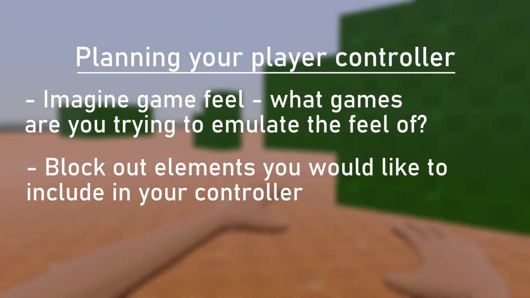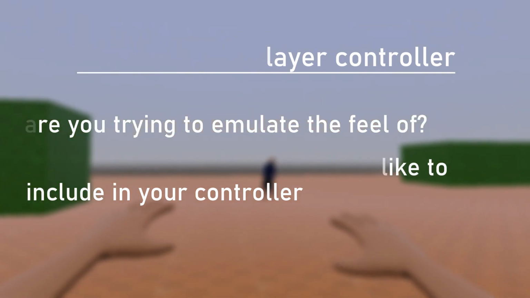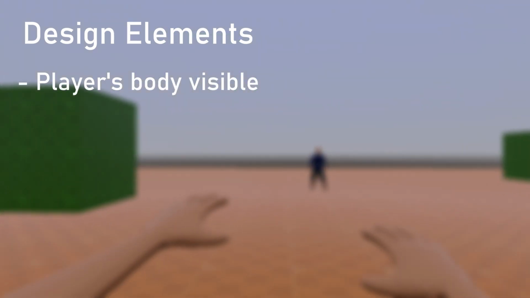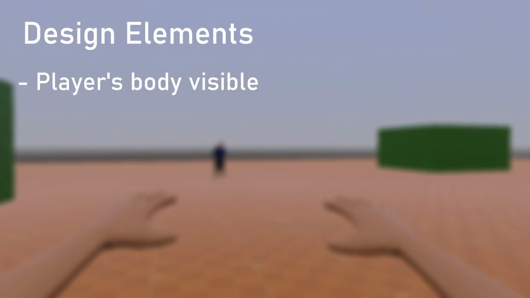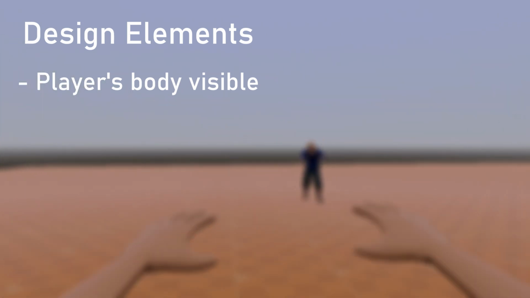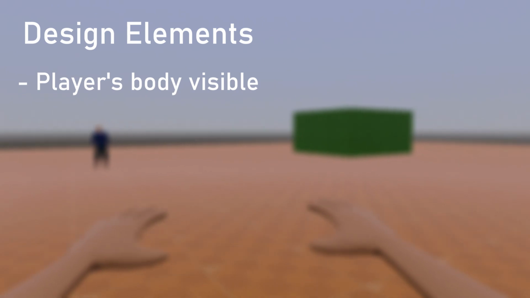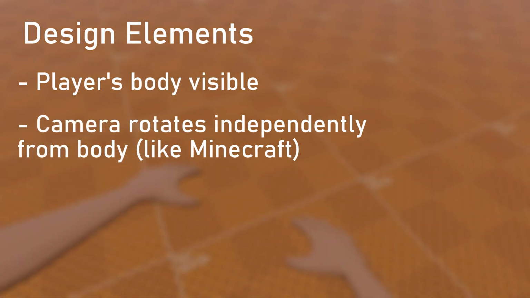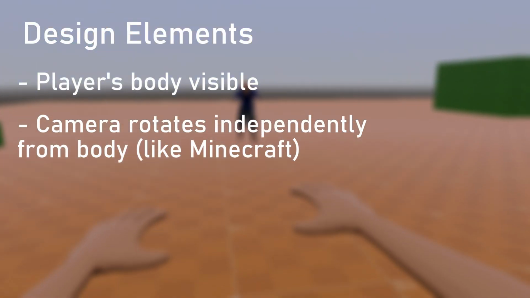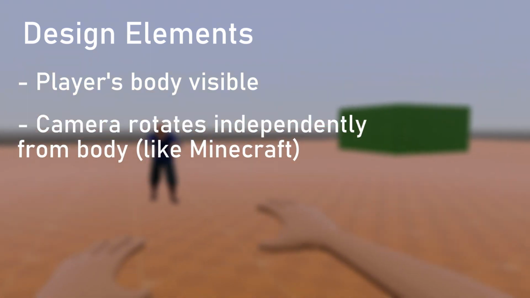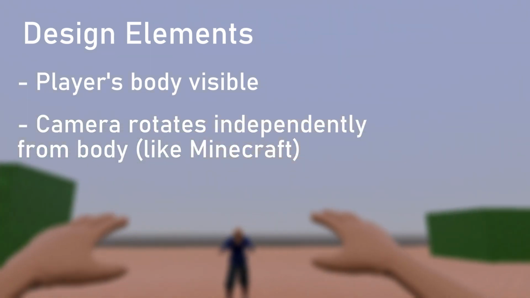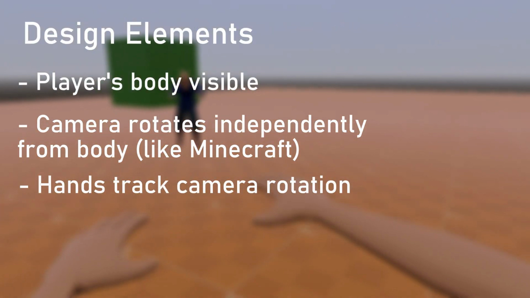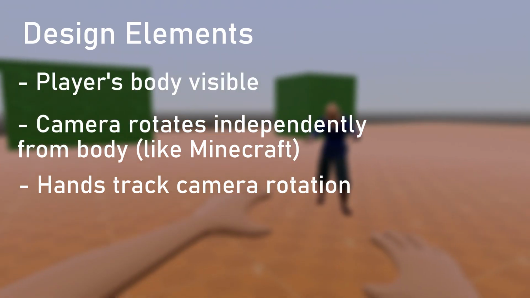So for example, for my player controller, I already decided that I wanted the player body to be visible. That's a big design choice because it will determine whether you even need to make a player model with animations at all. For my game, I want the player's body to be visible. And I want the camera to rotate independently from the player's body, kind of exactly like in Minecraft. When the disparity between the camera's rotation and the body's rotation exceeds a certain threshold, the body begins rotating in tandem with the camera. And then I wanted the hands to sit in front of the camera and track with the camera's rotation.